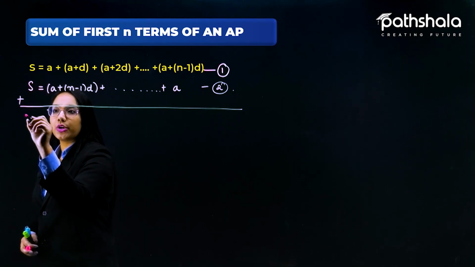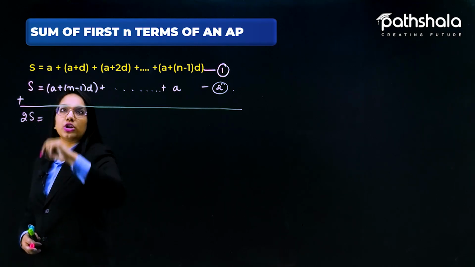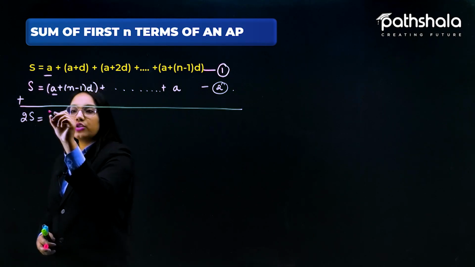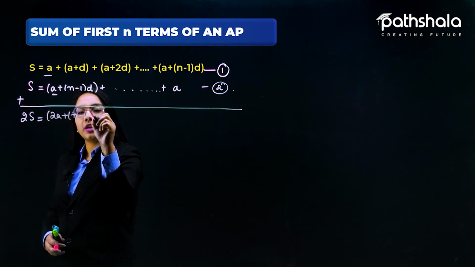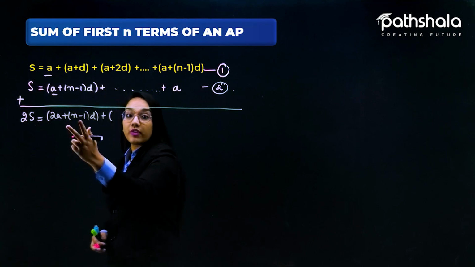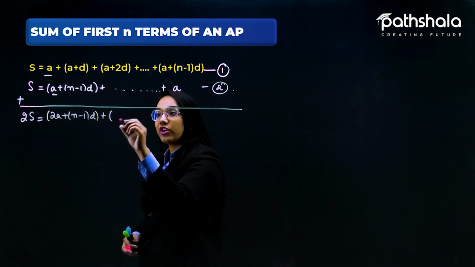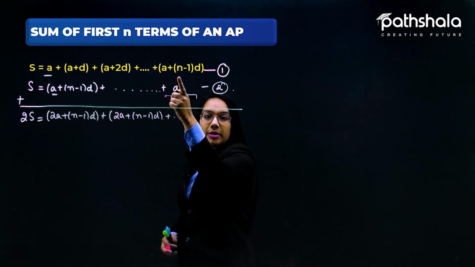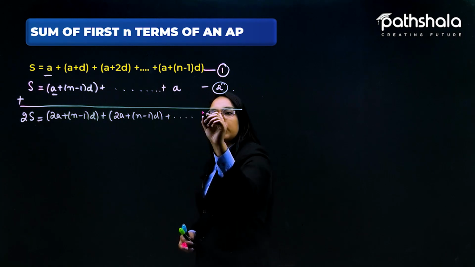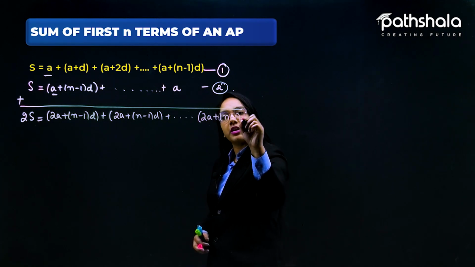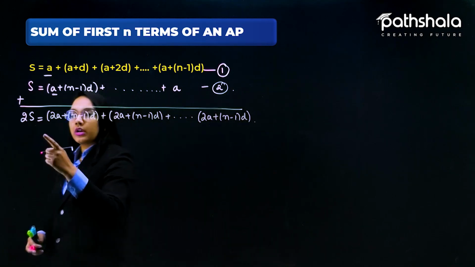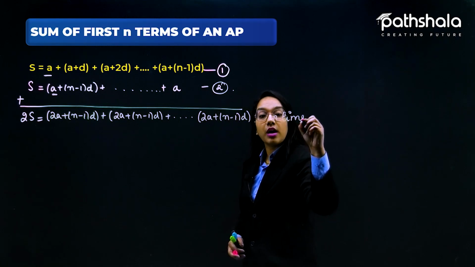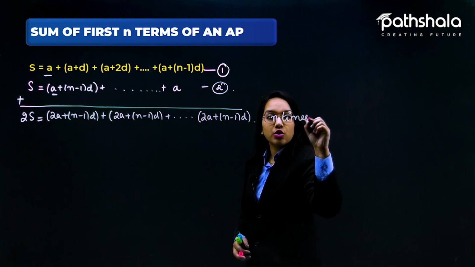S plus S is 2S, and further I add the first two terms. Adding the first two terms, a plus a is 2a, so this is 2a plus n minus 1 into d. Similarly we get the same term if we add the second term and the second term here, as 2a plus n minus 1 into d, and so on. In the last term, a plus a is 2a, so this is 2a plus n minus 1 into d. So at the end, all these terms are coming n times, because we have taken n terms.